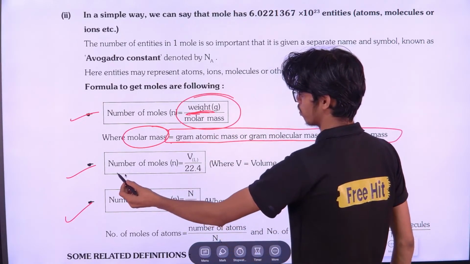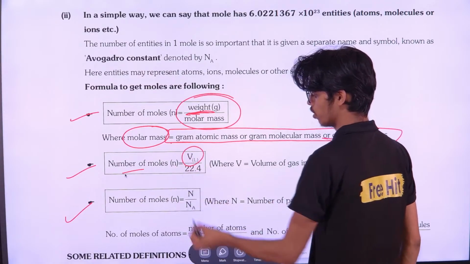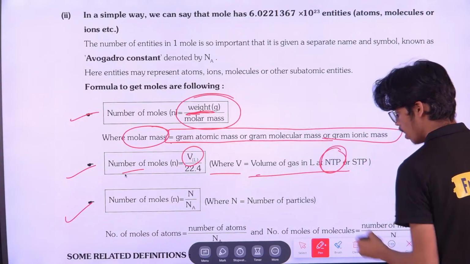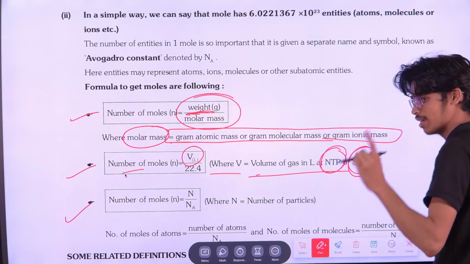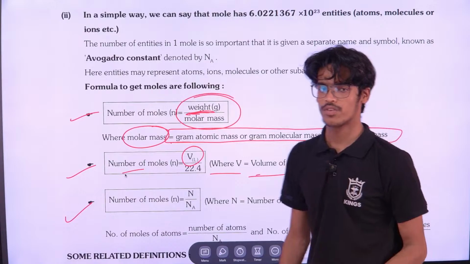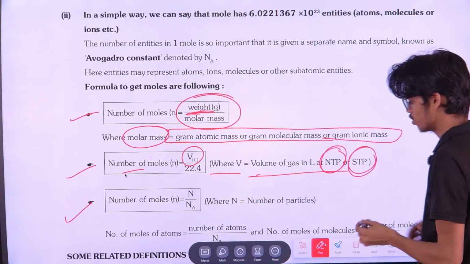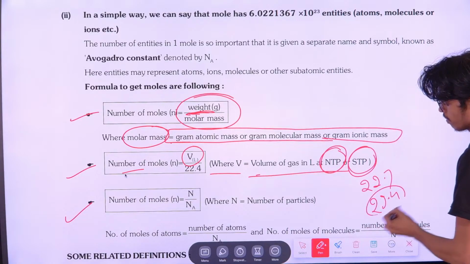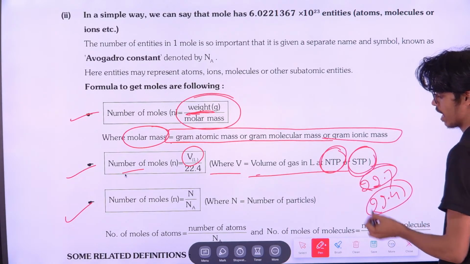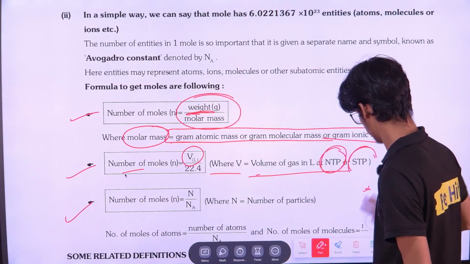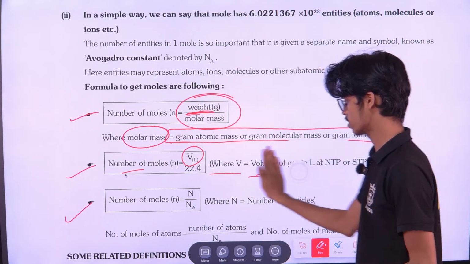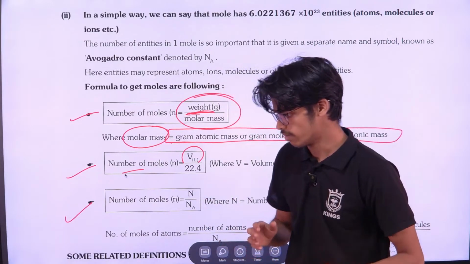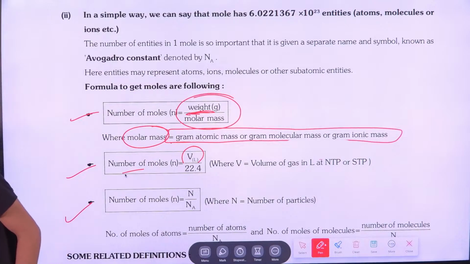Now you can find the number of moles also by utilizing the volume, where V is the volume of gas in liters at NTP or STP, but there is a little difference, do not get confused. Sometimes in the problems you might see 22.7 or 22.4. One of them is at STP and one of them is at NTP. So don't get confused if the values are a little different. 22.4 is not given, sir. 22.7 is given. Yes sir.